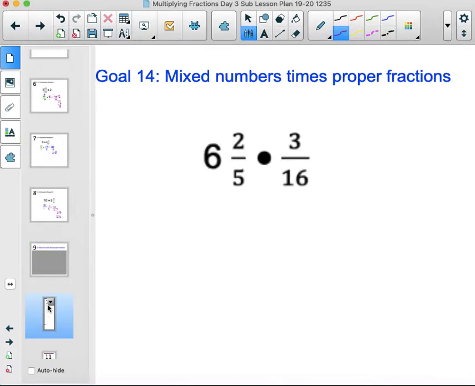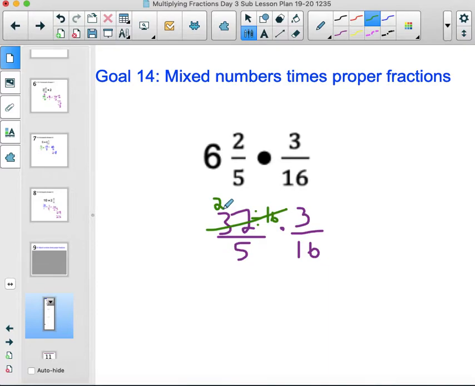All right, we're going to take 6 2/5 times 3/16. Remember, you're going to take 5 times 6, which is 30, plus 2 is 32/5. And then you're going to times that by 3/16. Now remember, I choose numbers for a very particular reason. In this case, 32 and 16 can both be divided by 16. So that would be a big thing that could help you along the way.